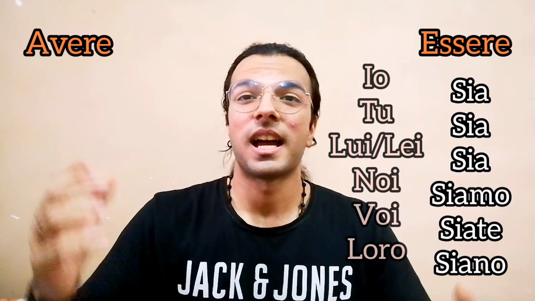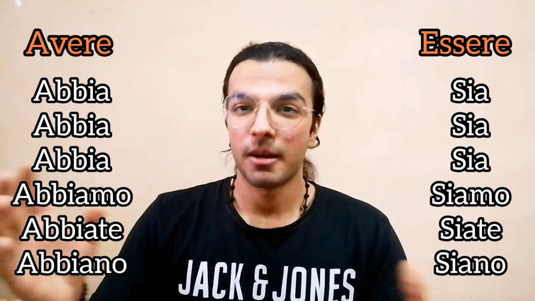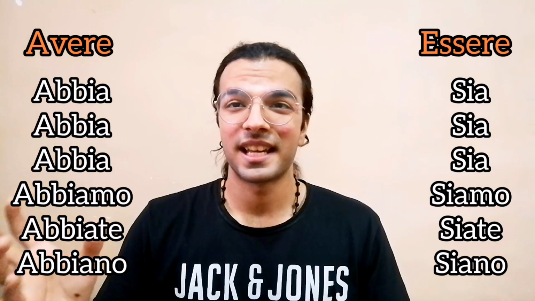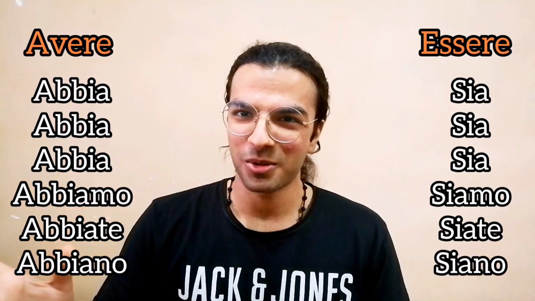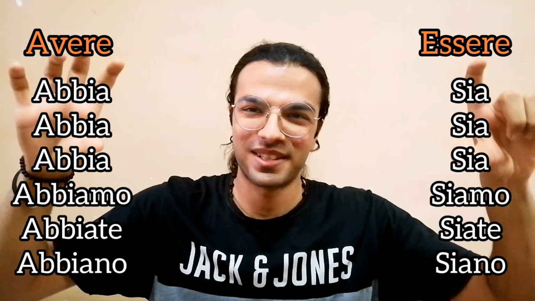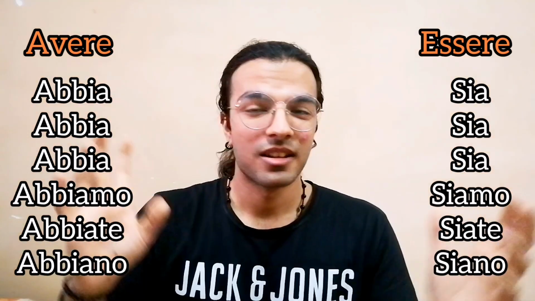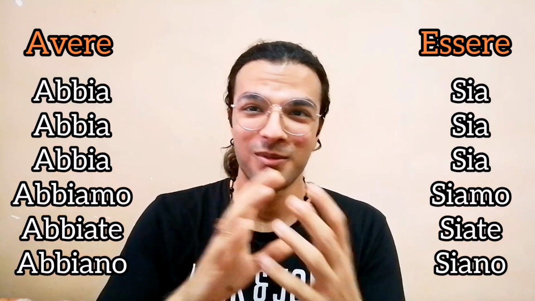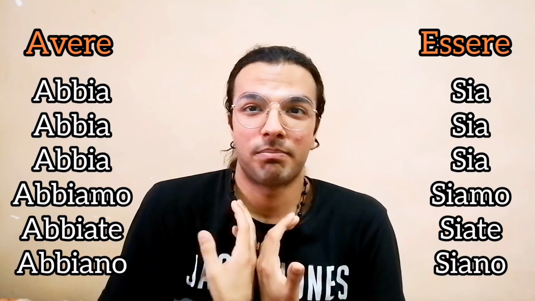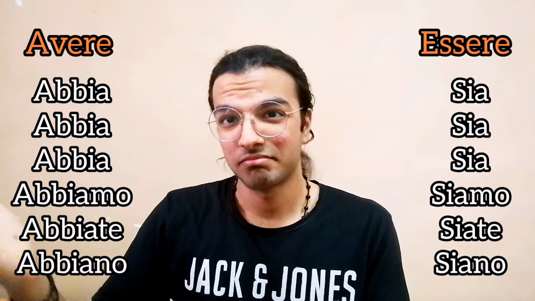And for avere, we have abbia, abbia, abbia, abbiamo, abbiate, abbiano. And this was the point I said is very, very easy about congiuntivo. That's the first three conjugations. Io, tu, and lui, lei are just the same. They have no difference, really. What can be easier than that? I mean, I say io abbia, tu abbia, lui o lei abbia.